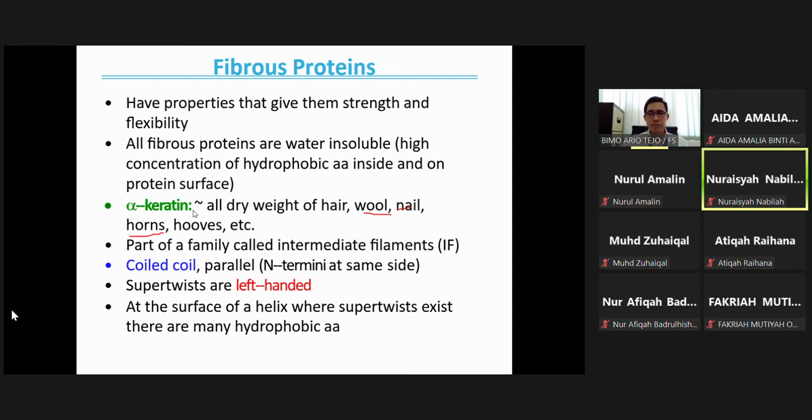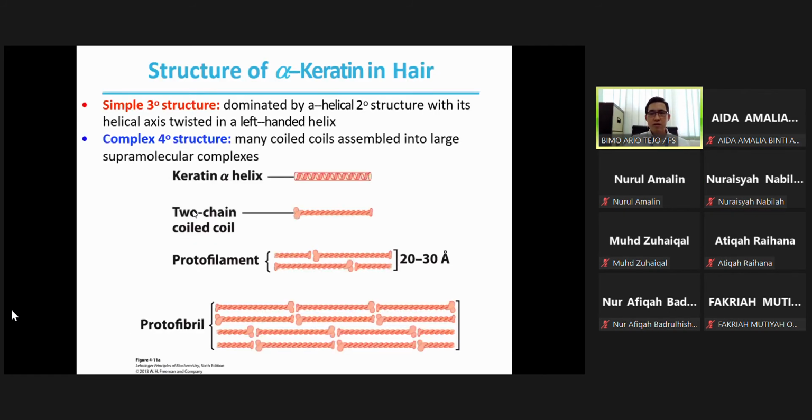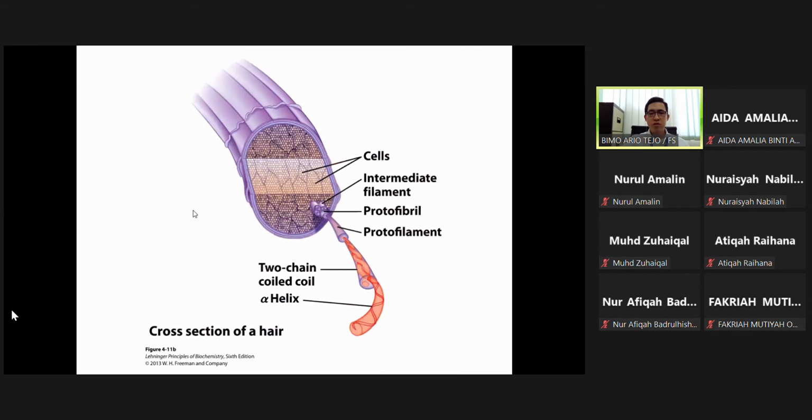All right. So this is the structure of your hair. If you're wondering about the structure of your hair, this is it. It's keratin, but somehow it has an alpha helix structure, even though it's fibrous. And if you want to see more detail about your hair, this is what you have in your hair. So if you cut the cross section of your hair, you will see that this is the keratin.